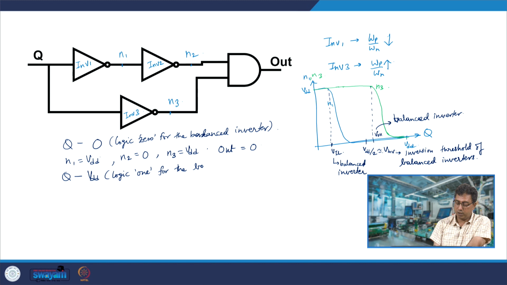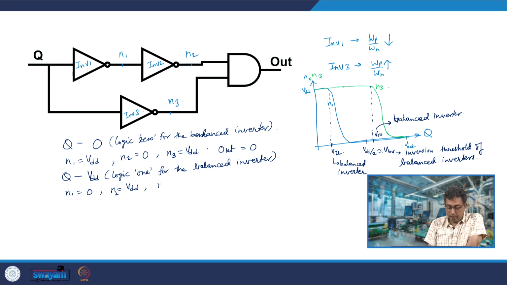Likewise, when Q is proper logic VDD, logic 1, for the balanced inverter, N1 is 0, N2 is VDD and N3 is 0. So, out is again 0, okay, as required.